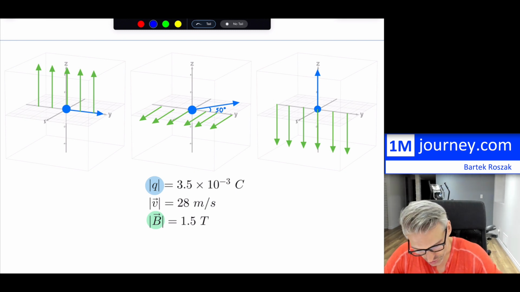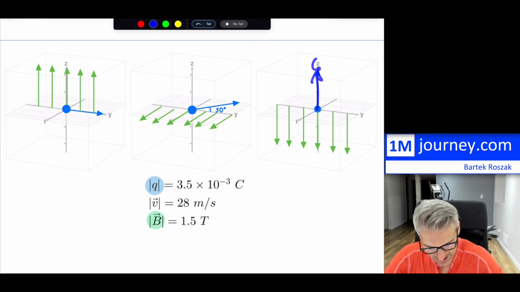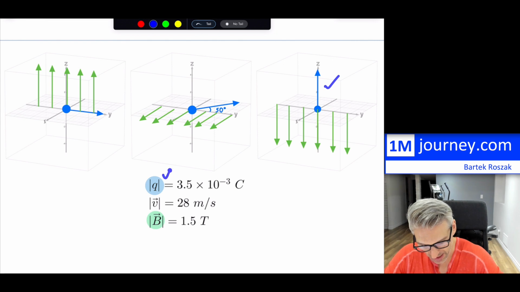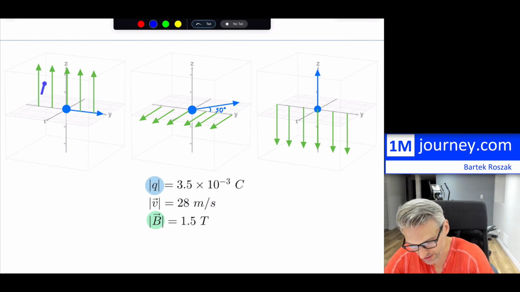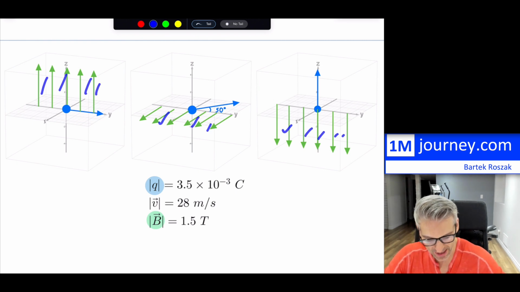Your charge Q is moving, that's the blue that you see right there, so that's where it's moving. This is in the YX plane right here, so it's in that plane. This is moving right along the Z axis. So all the blues are highlighted within here. Your magnetic field is pointing as you see there in the green.